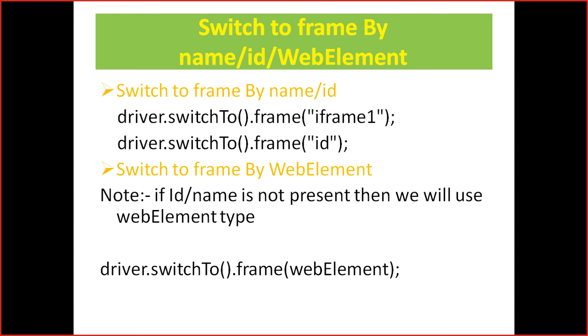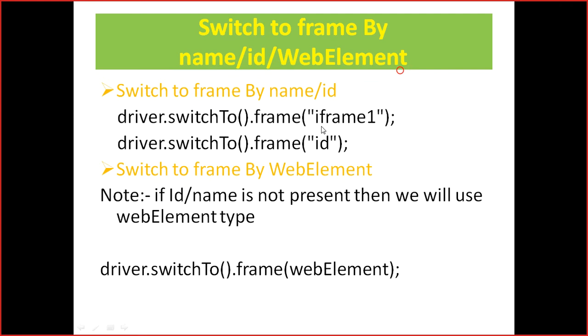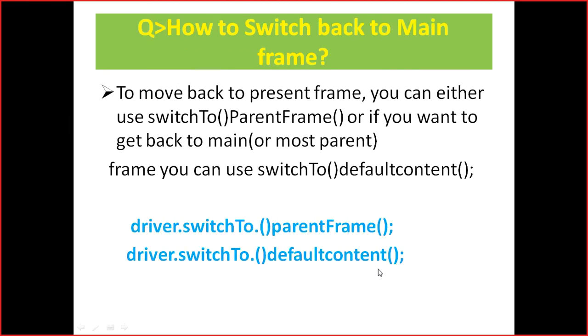So switch to the frame by using the name id or web element. Name id takes a string type, right? If name is there, we can directly use the name. If id is there, we can directly use the id. If name or id is not there, we can use the web element. You have to find the element with driver dot find element, take the return type web element, and pass that reference variable here. Got it? So this is how we can switch to the frame.